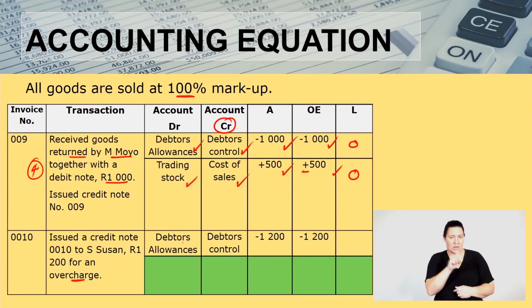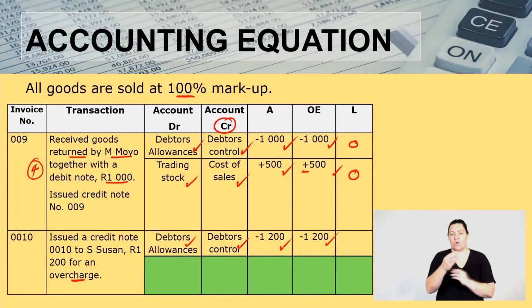Therefore, it means we're going to debit our debtors allowances. Remember, once you debit your debtors allowances, your owner's equity becomes a minus. And then the second account is going to be crediting your debtors control. Remember, your asset is decreasing, all right, and therefore minus on the asset.